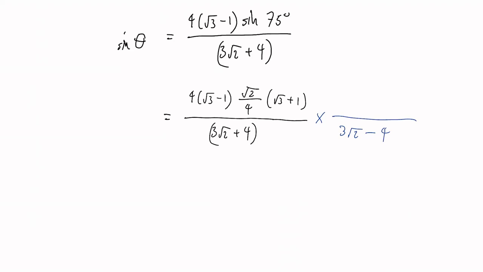But maybe before you continue multiplying, we try to simplify the numerator as much as we can. Anything to cancel? Yes, exactly. 4 cancels away. And how about this part? Root 3 minus 1, root 3 plus 1. Any identities? Yeah.